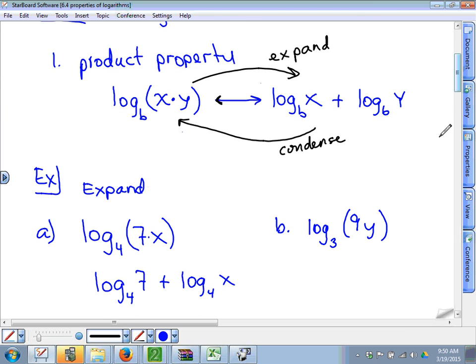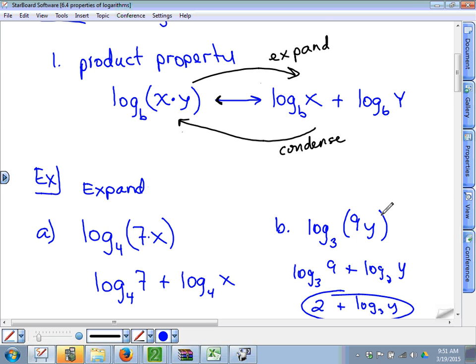So it would be log base 3 of 9 plus log base 3 of y, but then you would change log base 3 of 9 into 2 plus log base 3 of y. That would be full credit right there. That's something you're going to want to watch out for on the homework. If it doesn't simplify, like log base 4 of 7, leave it as log base 4 of 7. If it does, like log base 3 of 9, then on your homework at least, they expect you to simplify.